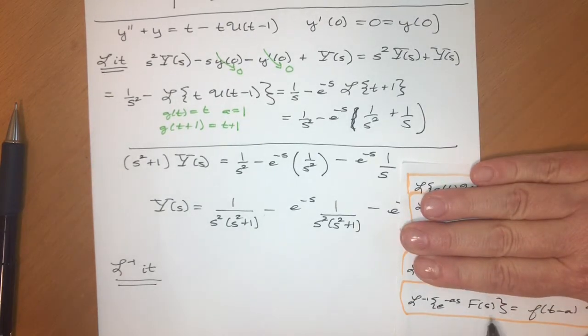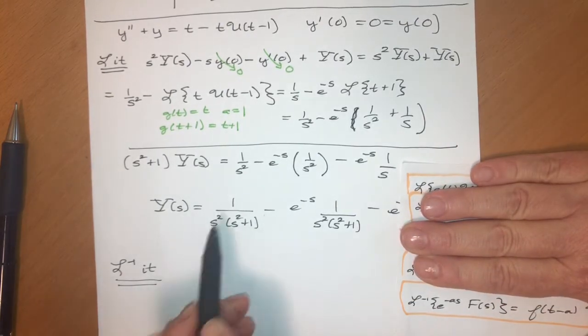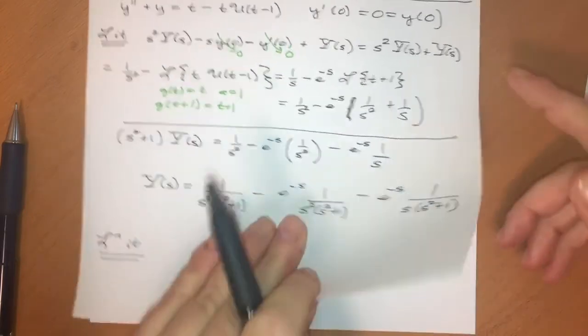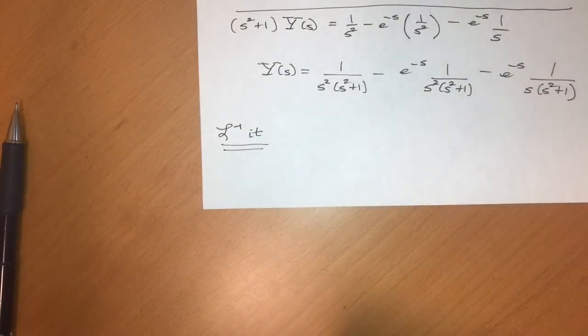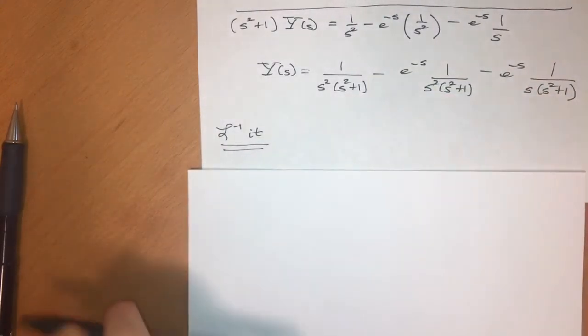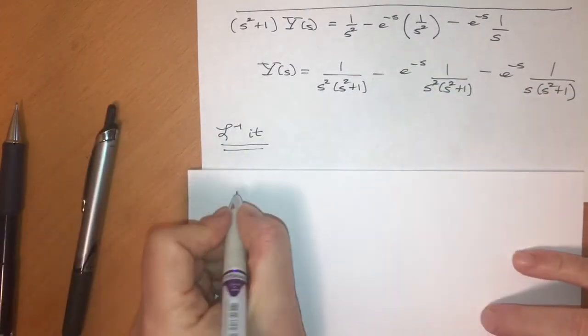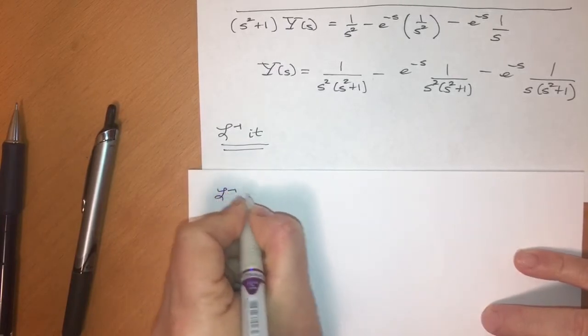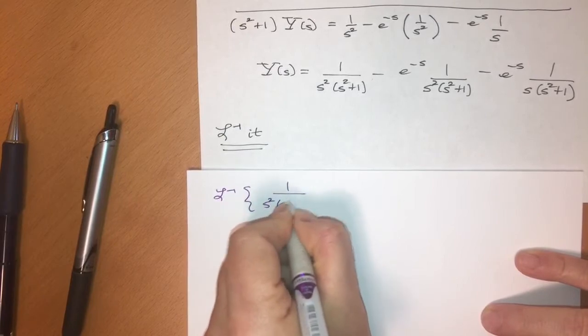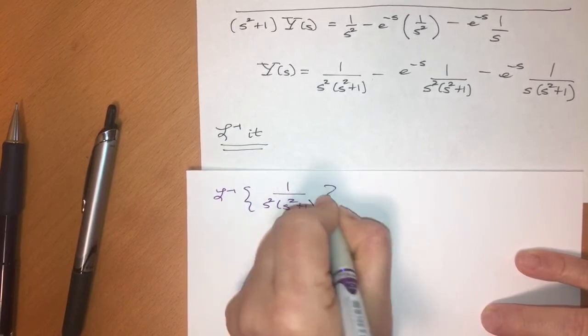They all look like this. But what are we going to do with those? Each of those individual pieces looks a little bit ugly. So let's take a second and even just take a brand new sheet of paper and go off to the side and figure out what the Laplace of each of those pieces on this right-hand side are. So I want the inverse Laplace of 1 over s squared plus 1.